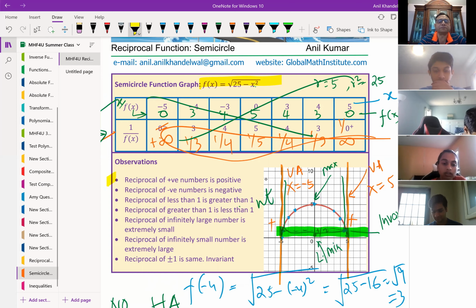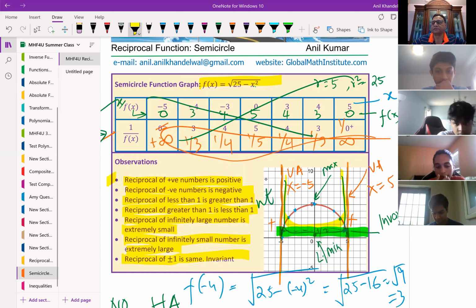Reciprocal of positive numbers is positive. Reciprocal of negative numbers is negative. Reciprocal of less than 1 is greater than 1. Reciprocal of greater than 1 is less than 1. Reciprocal of an infinitely large number is extremely small. Reciprocal of an infinitely small number is extremely large. Reciprocal of positive or negative 1 is the same, invariant. Correct. Is that clear? That summarizes all the thoughts.